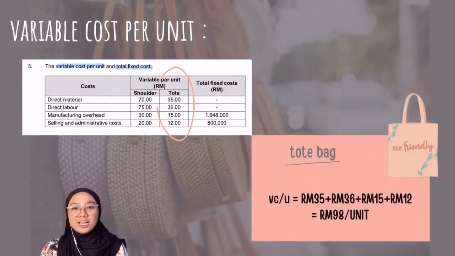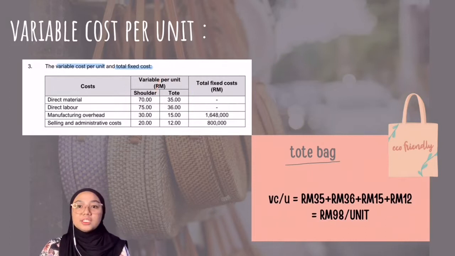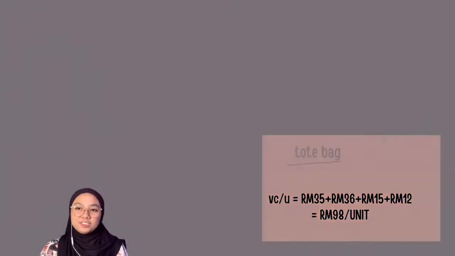However, don't forget to calculate the variable cost per unit for tote bag also. As we can see, the amount totals up to 98 ringgit: 35 ringgit for direct material, 36 ringgit for direct labor, 50 ringgit for manufacturing overhead, and 12 ringgit for selling and administration.